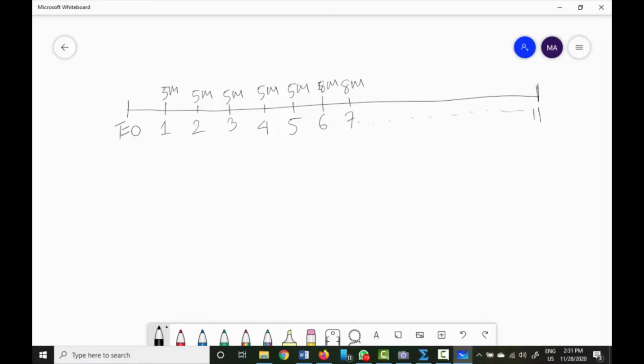So this is the first 5 years period. Let us consider that this is annuity 1. And then the next 6 years.